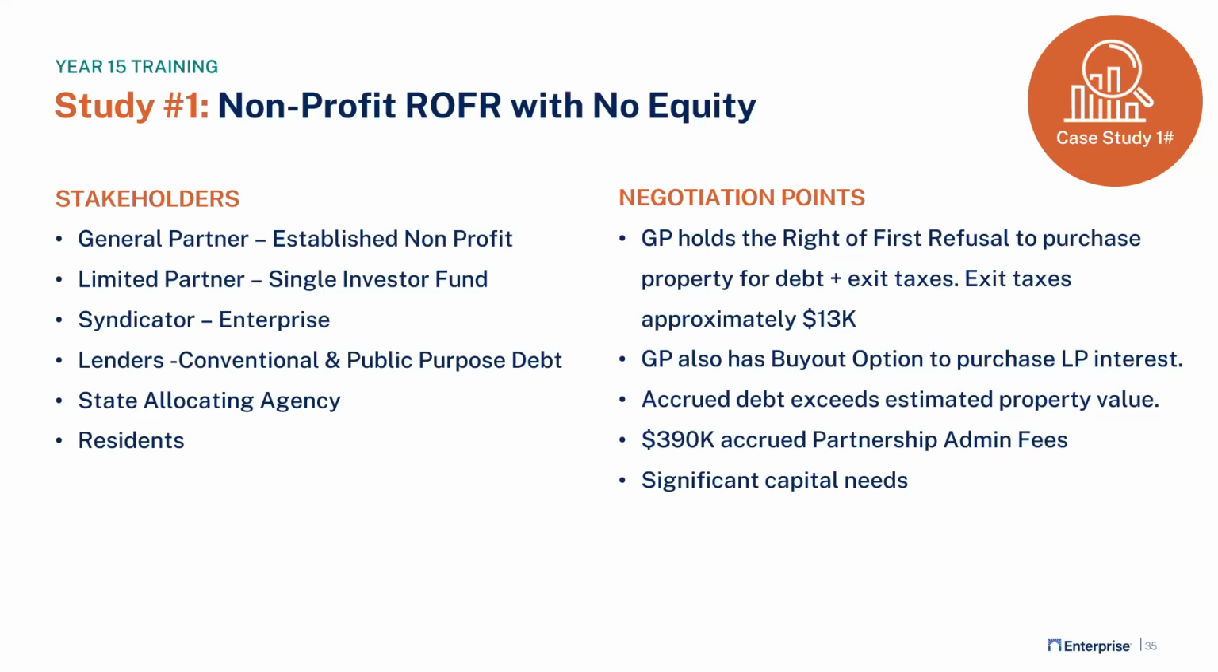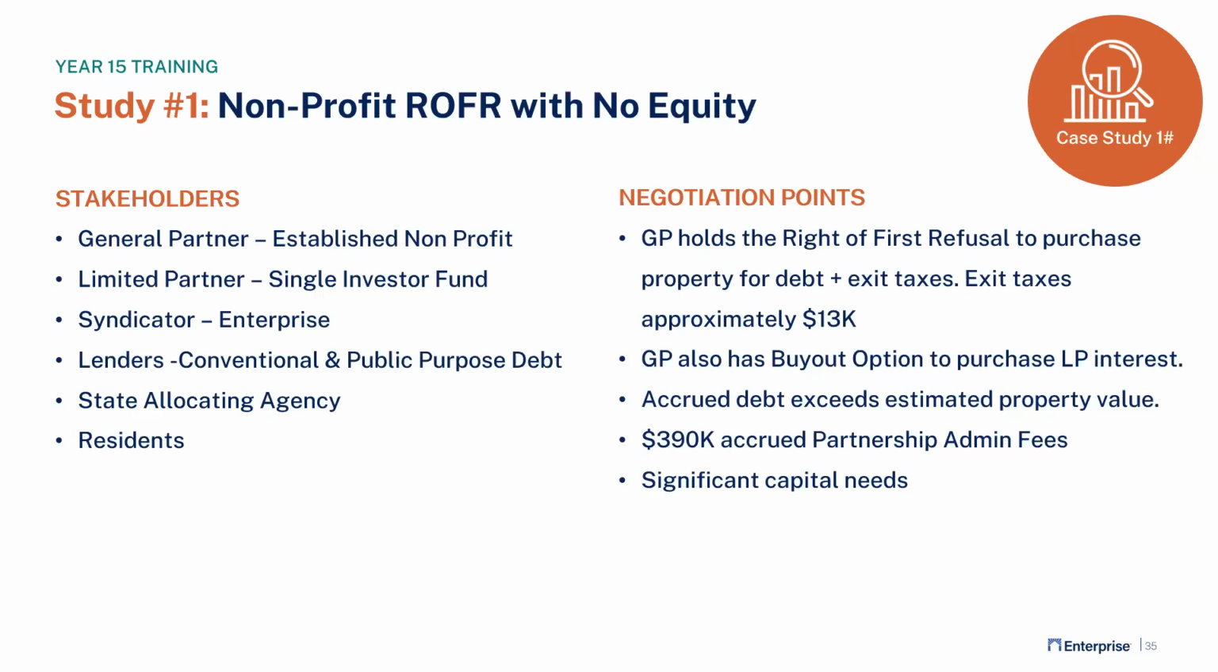Now, the buyout option typically won't make economic sense, especially in California or locales where the real estate is very expensive. And this case was no exception. It didn't make economic sense to exercise the buyout option. So they looked more towards the right of first refusal, but there was significant accrued debt that had accrued over the 15-year period. And they also had an accruing partnership admin fee.